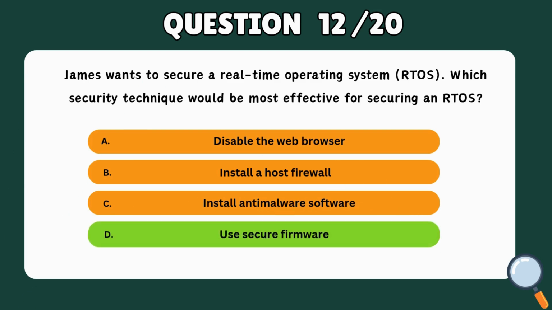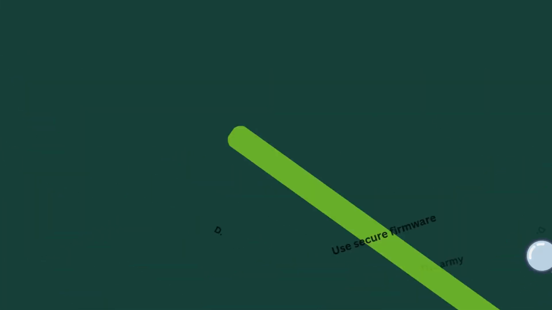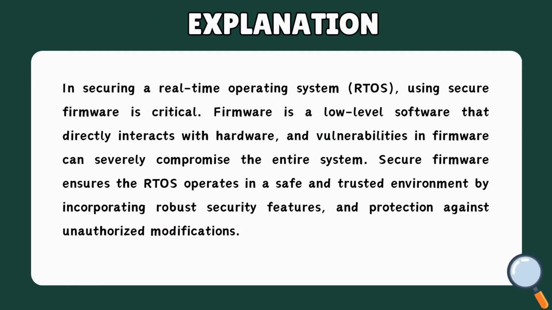Correct answer. Use secure firmware. In securing a real-time operating system, using secure firmware is critical. Firmware is a low-level software that directly interacts with hardware, and vulnerabilities in firmware can severely compromise the entire system. Secure firmware ensures the RTOS operates in a safe and trusted environment by incorporating robust security features and protection against unauthorized modifications.